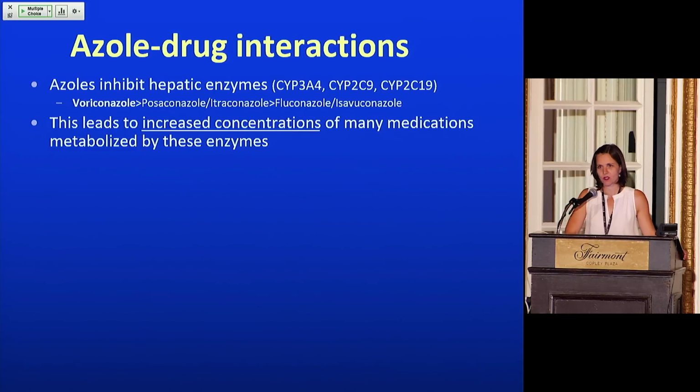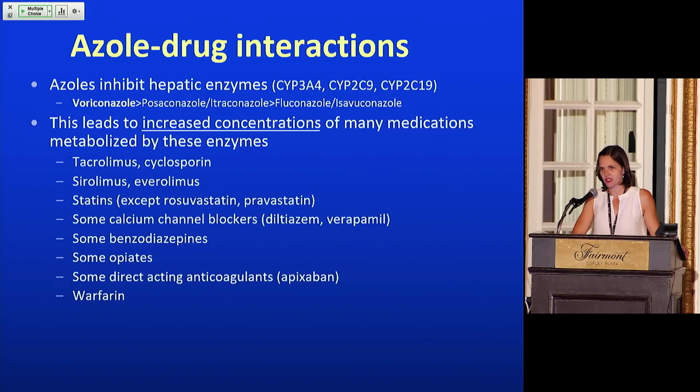So you have to remember in this patient population, azoles interact with a lot of drugs through the CYP system. Voriconazole and posaconazole tend to be the worst. Fluconazole and isavuconazole tend to have the least interaction, but all of them can lead to increased concentrations of a lot of different medications that these patients may be on. Obviously, the ones that stand out are tacrolimus, cyclosporin, sirolimus, and everolimus. But a lot of these other drugs can be really problematic, especially the anticoagulants, right? We don't really know how to dose apixaban with some of these drugs. So it's hard to know, but you will potentially over-anticoagulate someone.